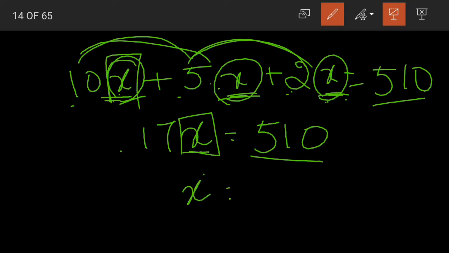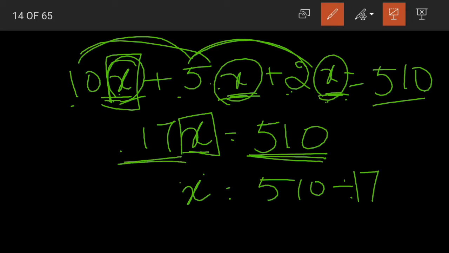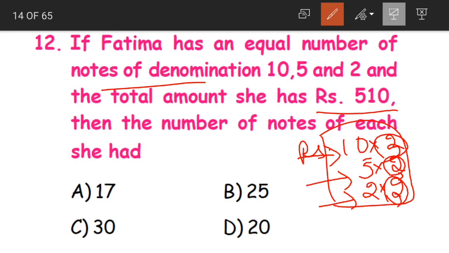We want to find out only x. How many notes does she have? We want to find out only x. So to find that, what should we do? We should divide 510 by 17. Yes, children, what did I say? Assume this x as apples. When 17 apples is equal to 510, how much will one apple be equal to? We'll divide, right? 510 divided by 17. In the same way, here x is equal to 510 divided by 17.